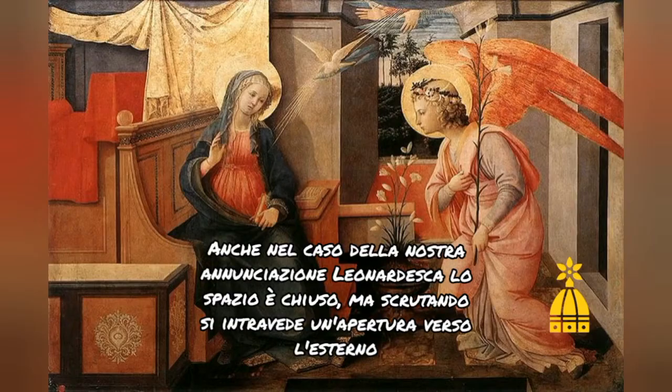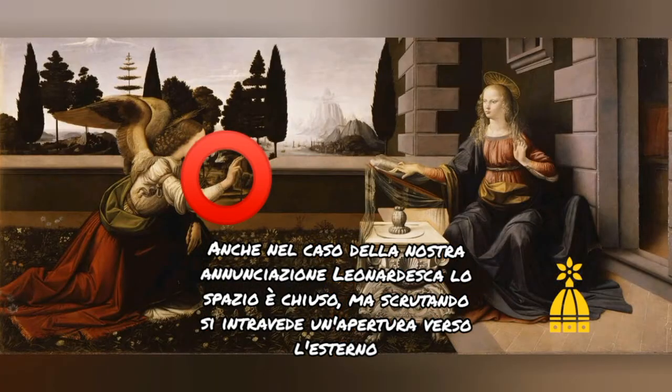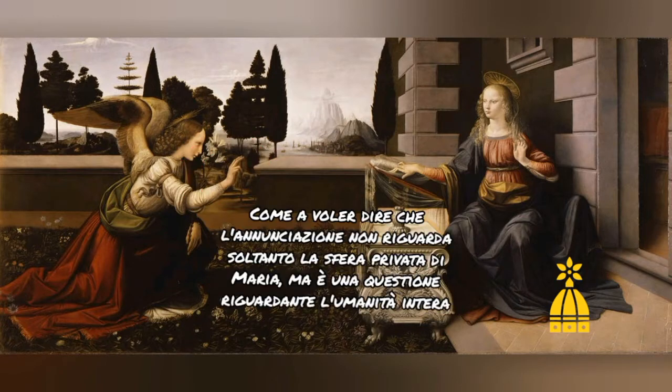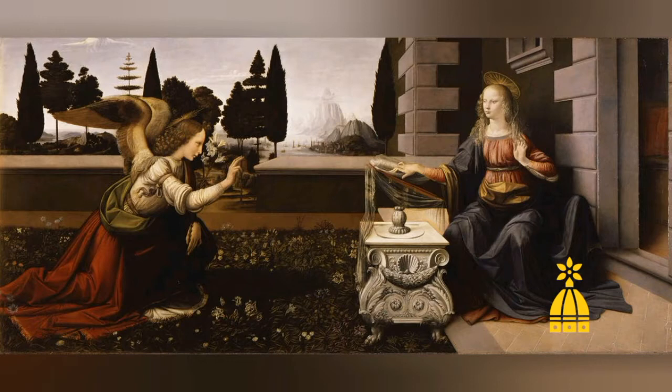but if you check in the background you can see that the garden is not so enclosed because there's an opening to the outside. This is probably conveying the message that the Annunciation and the Revelation is not happening only in the private space of Mary, but it's something that concerns humanity.